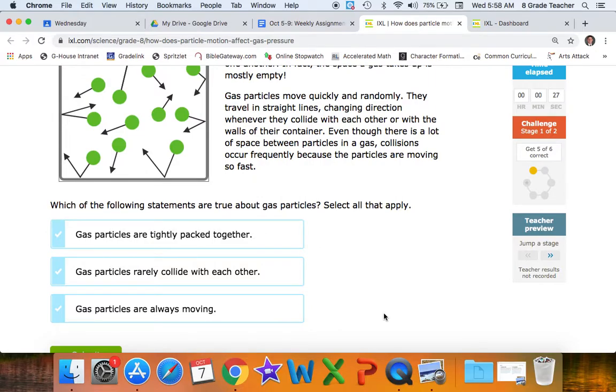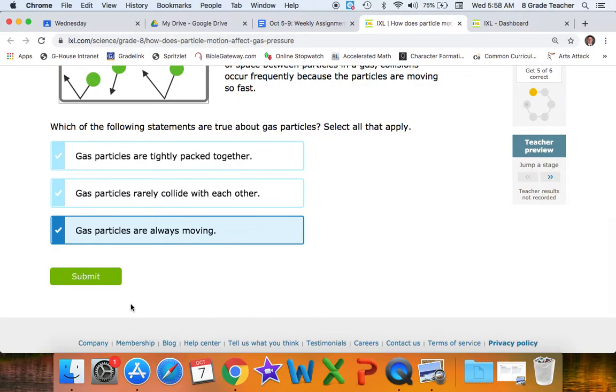Which of the following statements are true about gas particles? Select all that apply. Gas particles are tightly packed together. That's not true. They're spread apart. Gas particles rarely collide with each other. That's not true. They're moving so fast that they collide quite often. And gas particles are always moving. So the only one true is that last one.